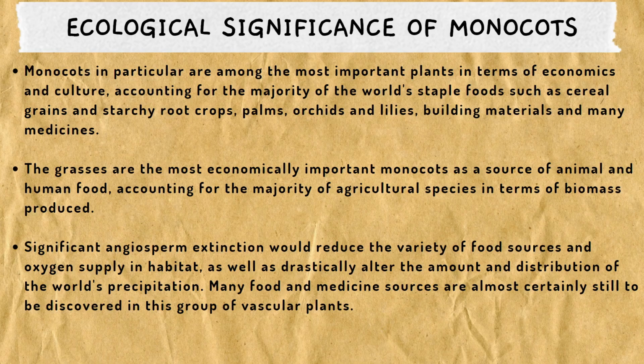Significant angiosperm extinction will reduce the variety of food source and oxygen supply in the habitat, as well as drastically alter the amount and distribution of the world's precipitation. Many food and medicine sources are almost certainly still to be discovered in this group of vascular plants.